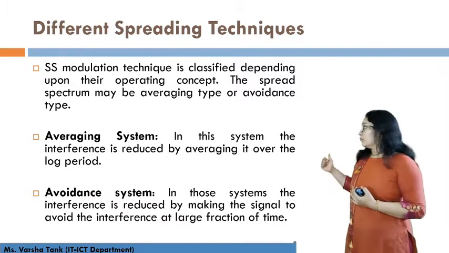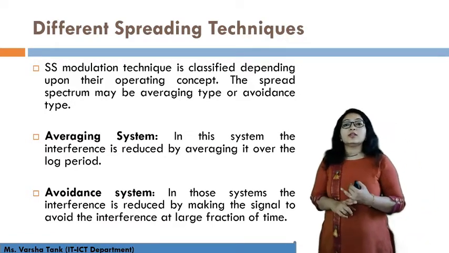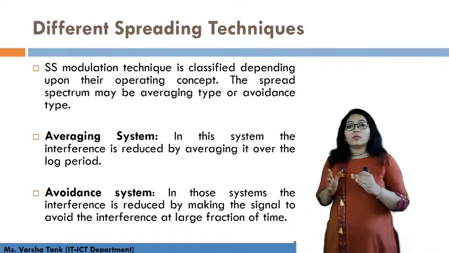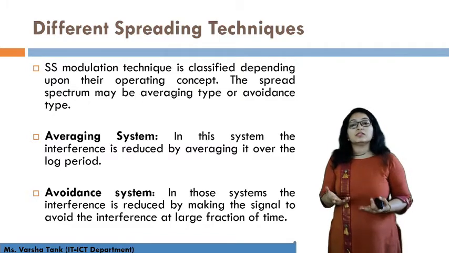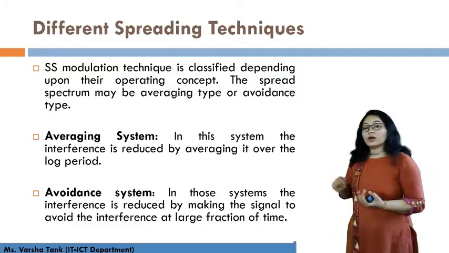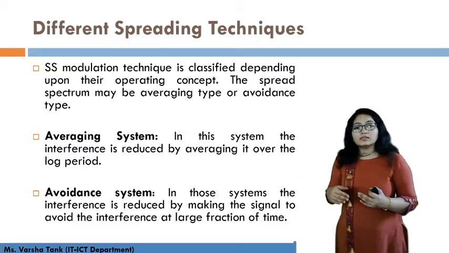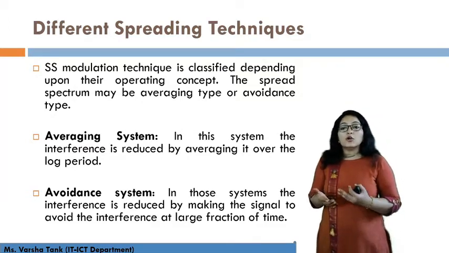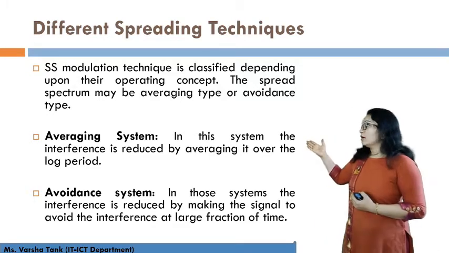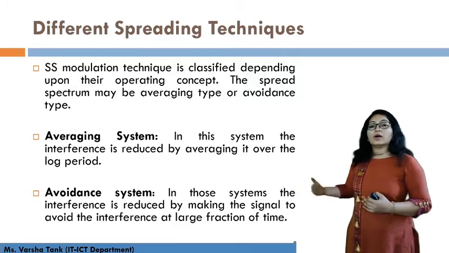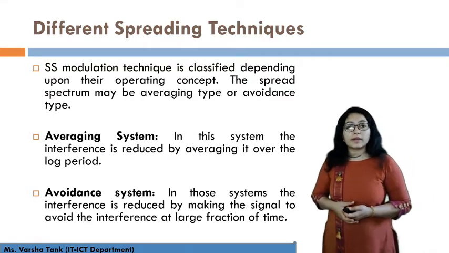Let's see, first of all, the averaging type. In this system, the interference is reduced by averaging it over a long period. Now next, the avoidance system. In this system, the interference is reduced by making the signal avoid the interference for a large fraction of time. Here we reduce interference by averaging over the long period, and here we do it by avoiding the interference. So these are the two basic types of spreading techniques.